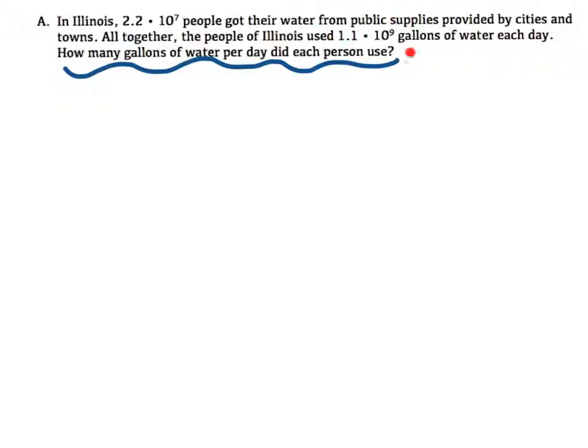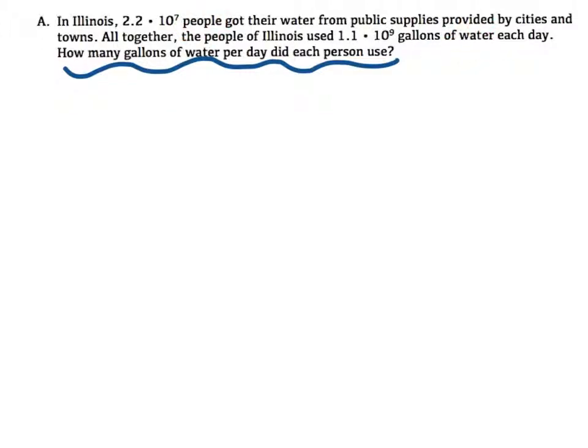Well, we know the total number of gallons of water used by the people of Illinois, and we know how many people were getting their water from those public supplies. So, to figure out how many gallons of water per day each person used, we just need to divide the total amount of water by the number of people, and then we'll know how much water was used per person.